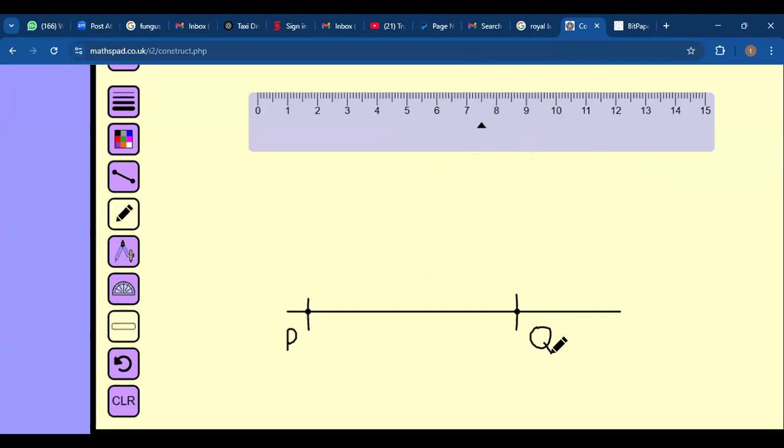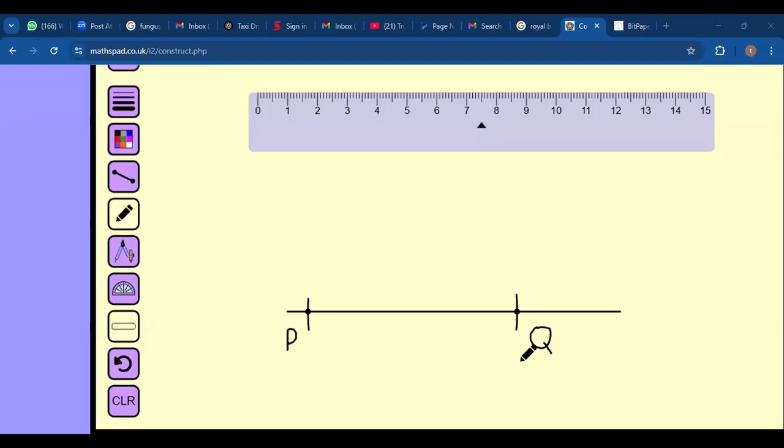How many persons have that? Let me know if y'all have the line segment PQ. The rest of us, do we have it? Let me know, please. Yes, sir.